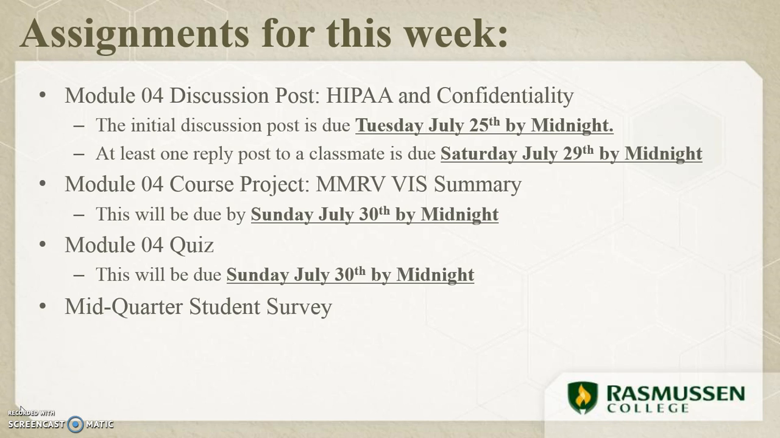You do have another course project, a VIS summary, and that's over the MMRV. That's measles, mumps, rubella, and varicella. So make sure when you're looking them up, you get the correct VIS. Again, make sure you're reading the rubric that's already up in the Course 4 module over what information should be included in your summary. That will be due Sunday, July 30th by midnight. And you do have one quiz again this week. It is multiple choice, 20 questions, and you will have a 30-minute time limit. That as well will be due on Sunday, July 30th.